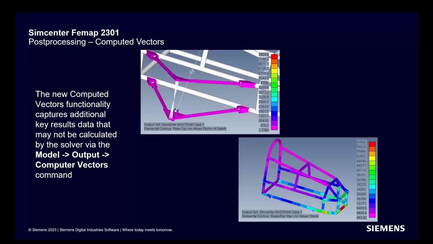All right, post-processing improvements. This is probably one of the bigger updates for this release, with the others being probably Teamcenter support. But the computed vectors allow you to basically compute your own output and place those in the database. And you can access this via the model output computed vectors command.